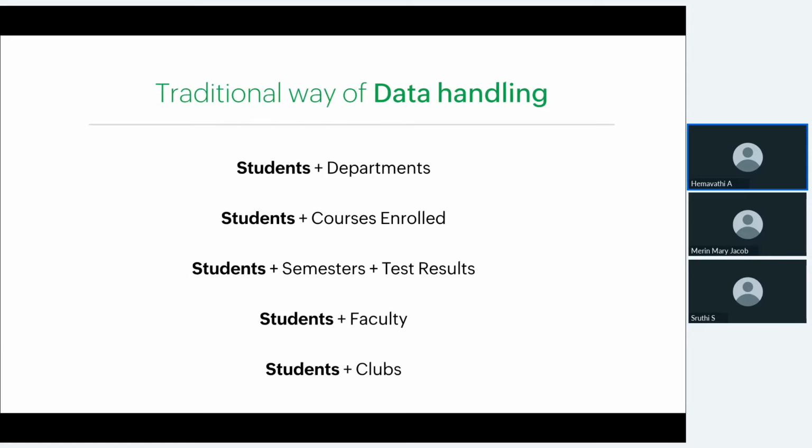Let's understand this better. In a traditional way of data handling, let's take an example of a professor handling his student database with the help of a spreadsheet application. He has a spreadsheet for saving all his student data and a separate spreadsheet for all the departments and the list of students, and another spreadsheet for the list of students and the courses that they are enrolled in, again semester results and the list of students, students and faculties, and students and clubs. If you see, there is so much copying and pasting of student information across spreadsheets.